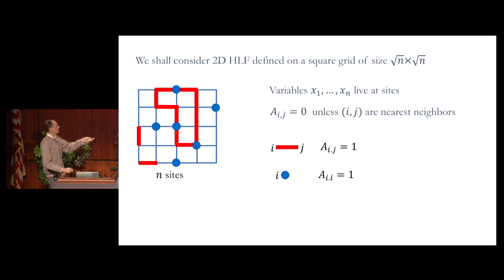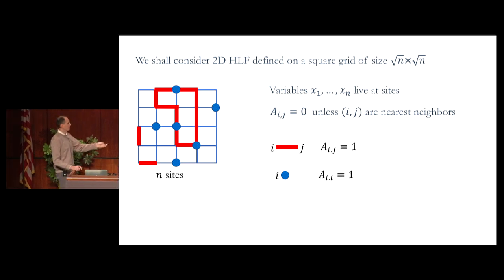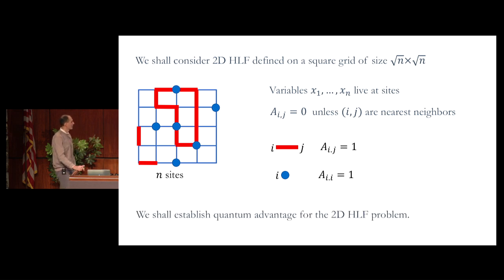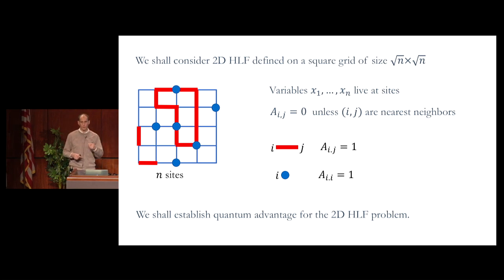Non-zero off-diagonal matrix elements correspond to some subset of edges of the grid, and non-zero diagonal elements correspond to some subset of vertices of the grid. So in the rest of the talk, I'm going to consider this two-dimensional version of the problem.